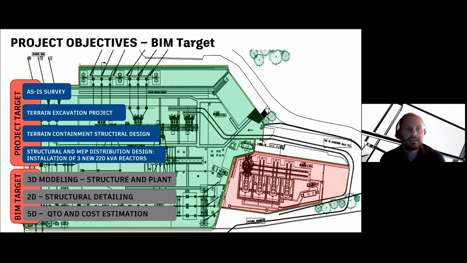Then the BIM targets: obviously the 3D modeling for structure and MEP installation. Then the 2D drawings delivery for structural detailing, especially for the quantity takeoff and tender requirements. And then, as the last request from the client, as a final output for the 5D, the quantity takeoff and cost estimation from the BIM models.